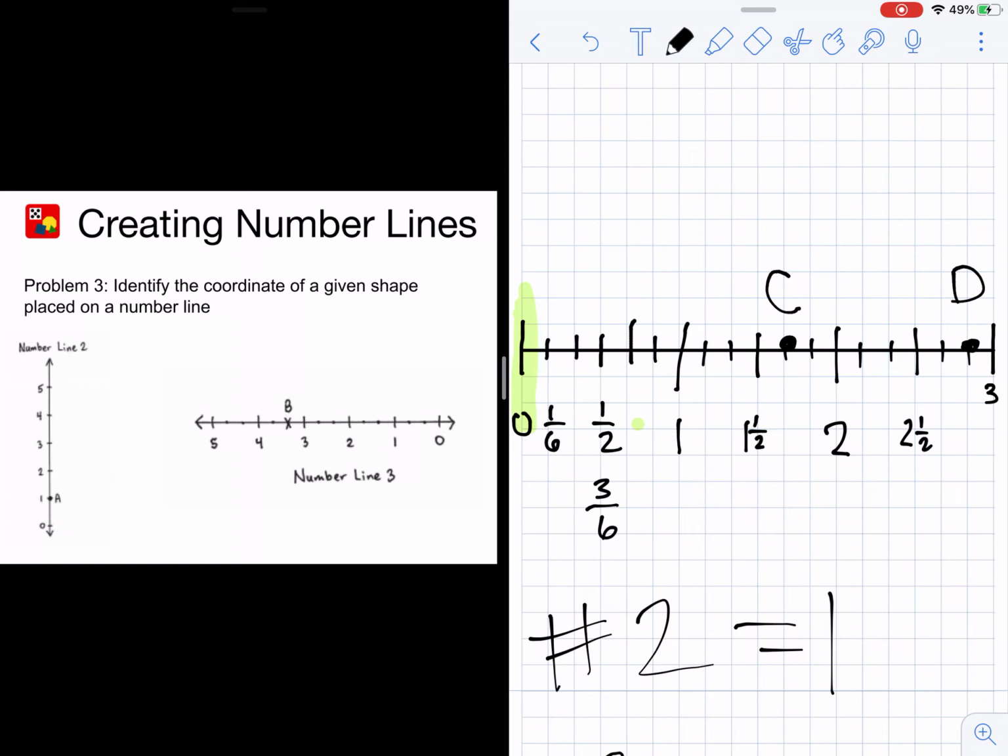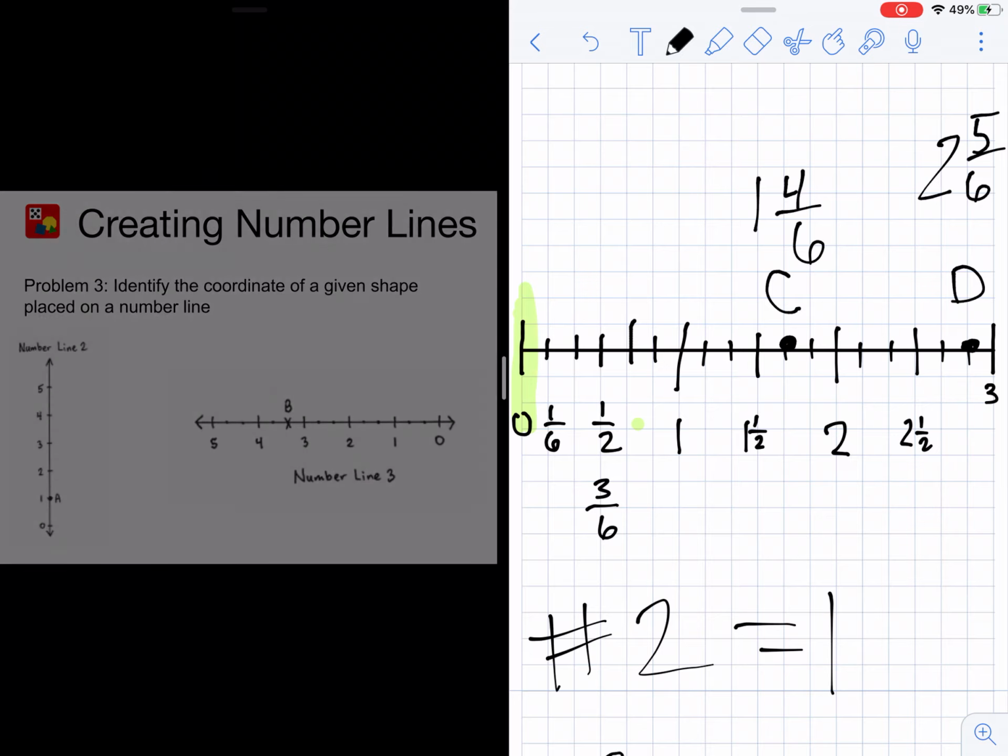And now we're going to find out what these coordinates are. So this is 1 1/2, 1 1/2 plus 1/6. So this is 1 4/6. And then D is 2 1/2 plus 2/6. So 2 5/6 is D. So what we did there is we plotted 2 points on the number line, and we gave the coordinates of those 2 points.